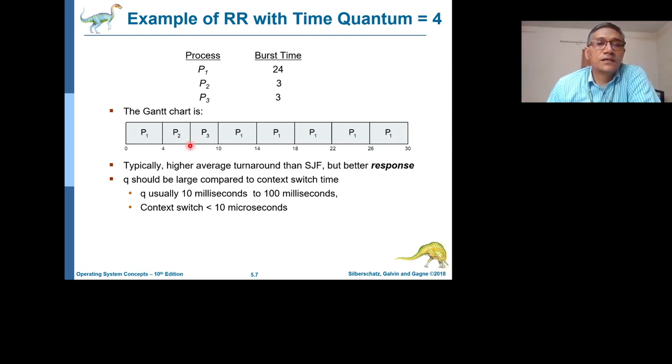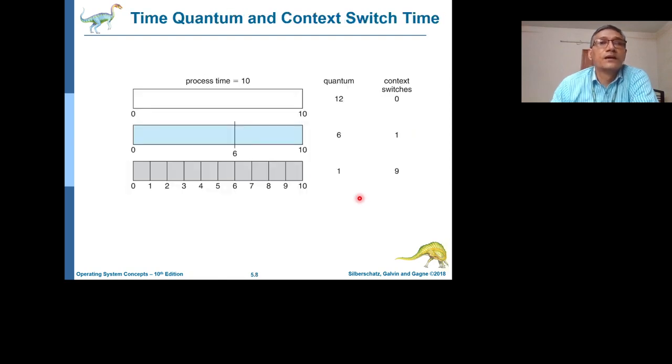Similarly, for the turnaround time, at what time it has been submitted and what time it has completed. P1 is completed at 30 milliseconds. It is submitted at 0th millisecond. So 30 minus 0 is 30. For P2, it is completed at 7. It is submitted at 0. 7 minus 0, 7. For P3, it is completed at 10. 10 minus 0, 10. So add all these and divide by 3, you will get the average turnaround time.